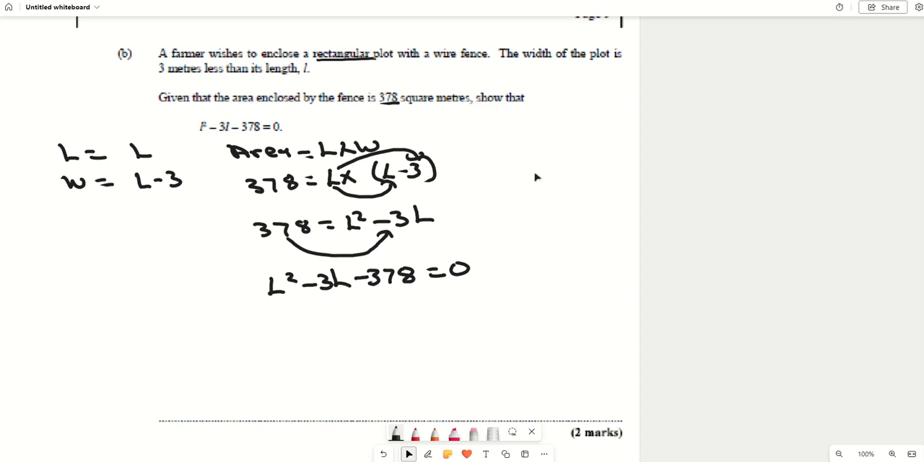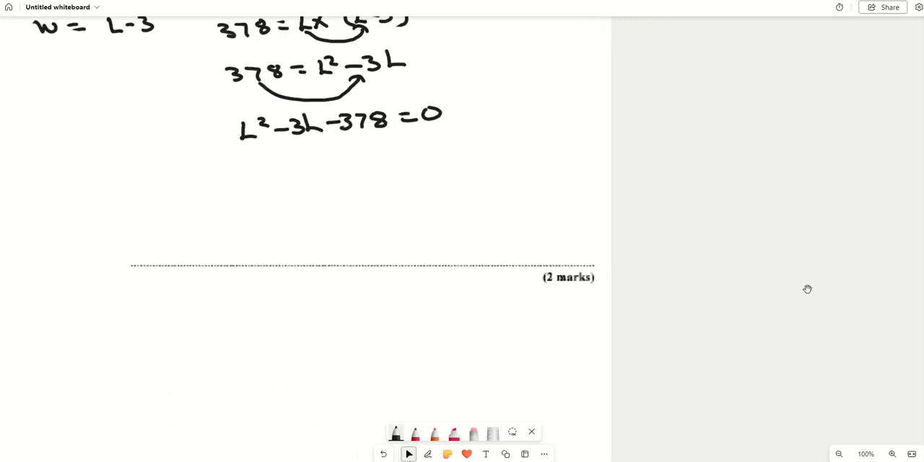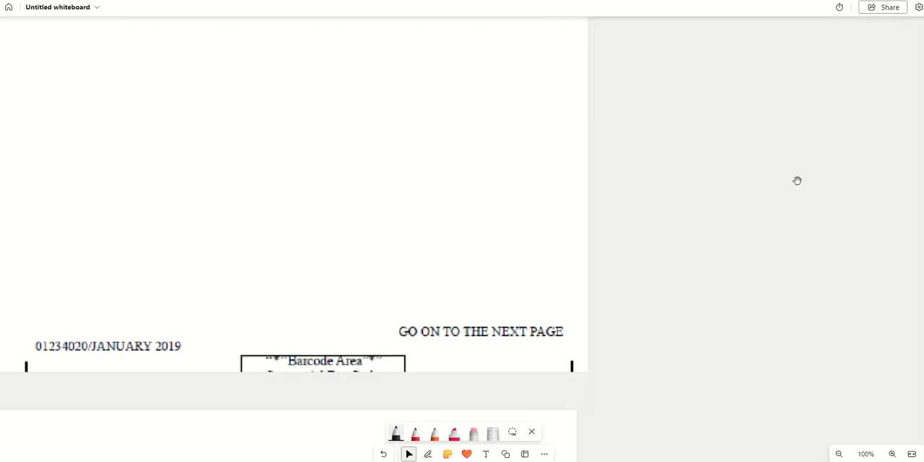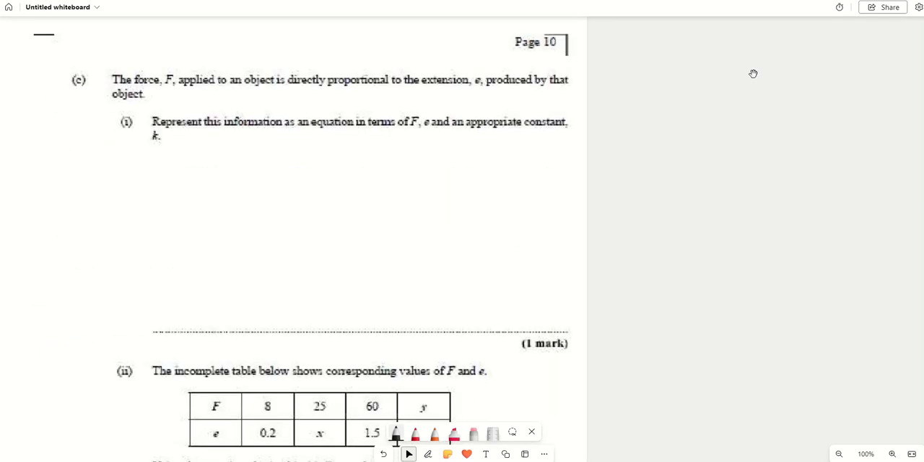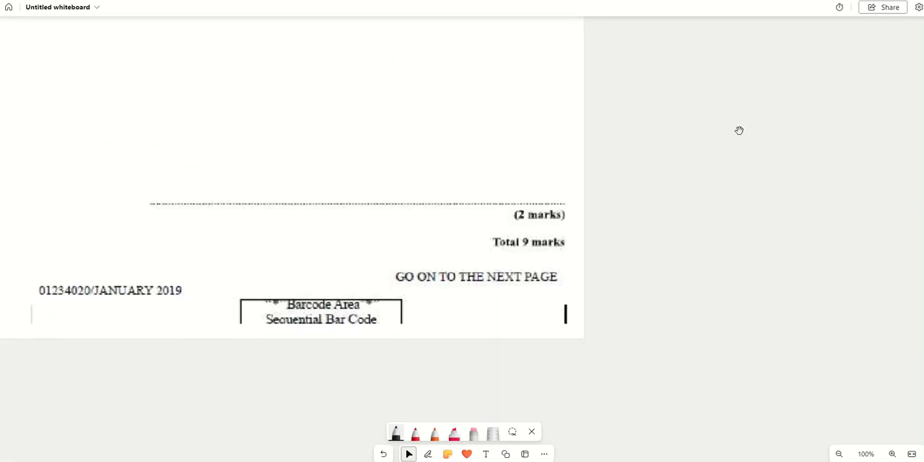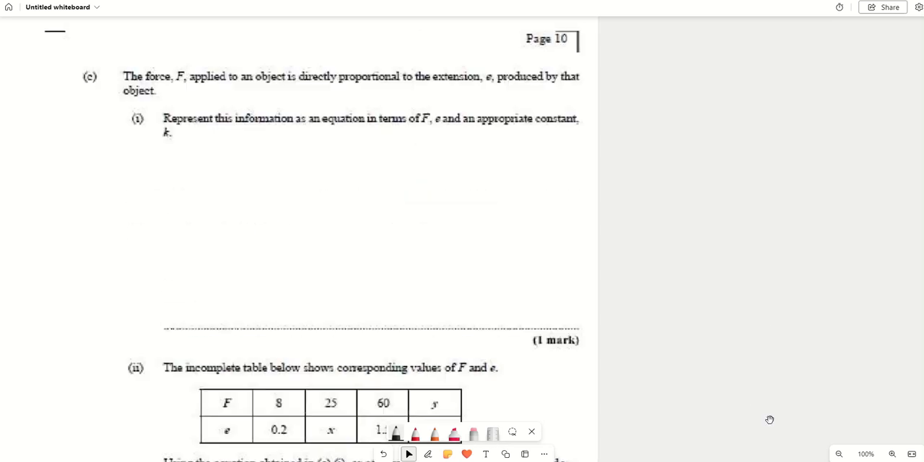So what you had to remember is what is the formula for the area of a rectangle? And the next thing is when they say 3 meters less, it just means to subtract, right? And to multiply. Let's do, I believe this is the last question. Yes, this is the last question.